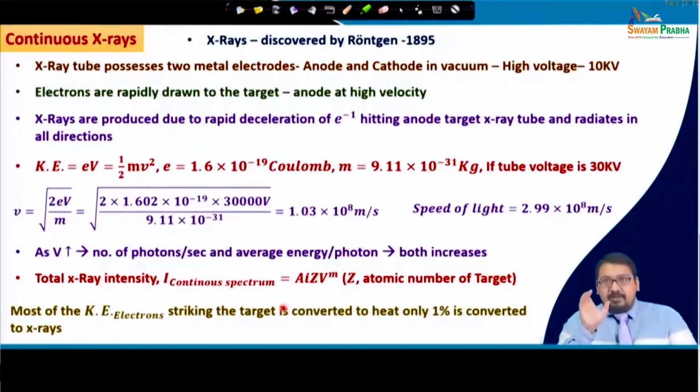Before we go ahead, we should know that most of the kinetic energy of the electrons hitting the anode target is converted into heat, and only 1% is actually converted into continuous spectrum X-ray radiation. So it is very important to understand that only 1% of the energy is converted into X-rays.